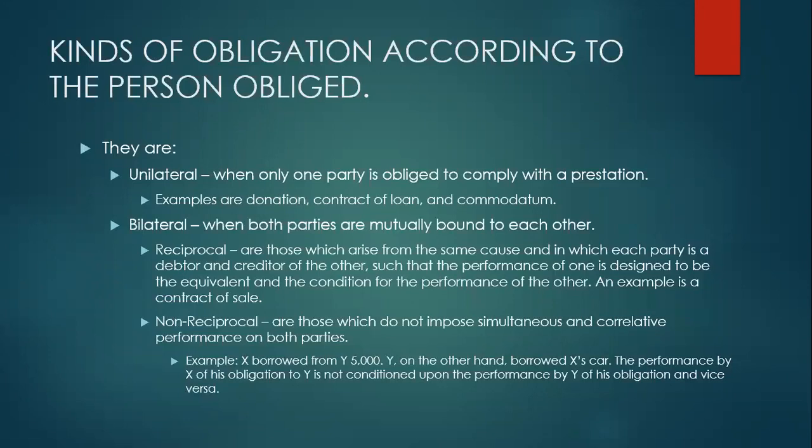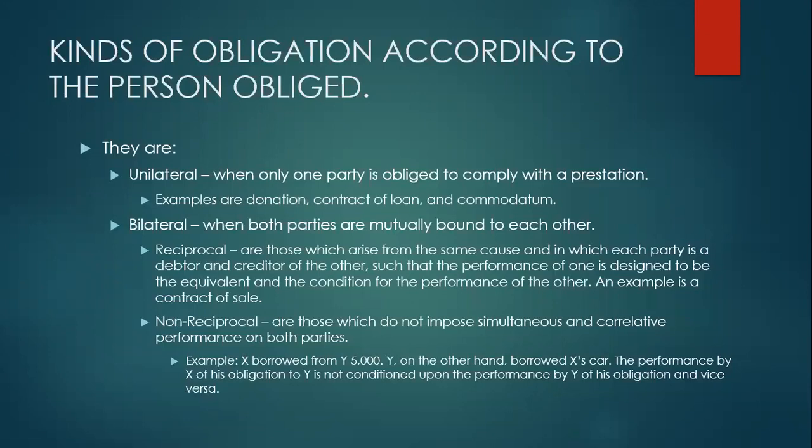Non-reciprocal obligations are those which do not impose simultaneous and correlative performance on both parties. For example, X borrowed 5,000 from Y. Y, on the other hand, borrowed X's car. The performance by X of his obligation to Y is not conditioned upon the performance by Y of his obligation, and vice versa. Although they are both creditor and debtor of each other here, the objects of the obligation are different.